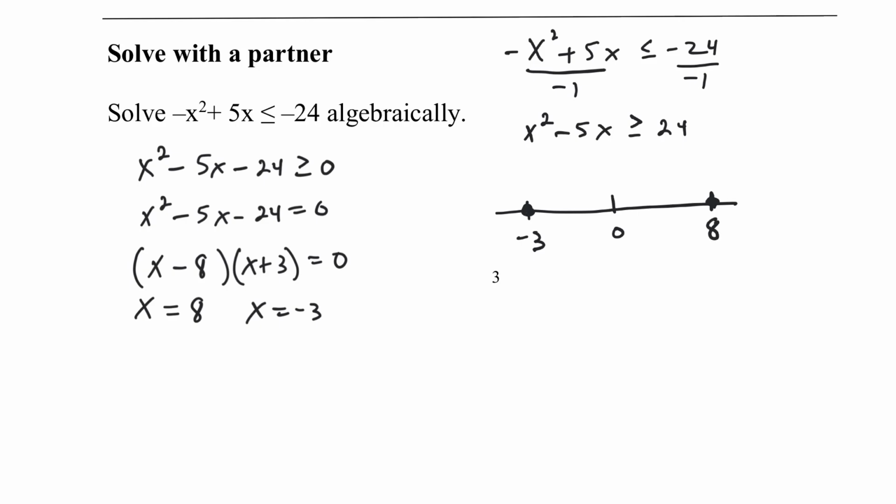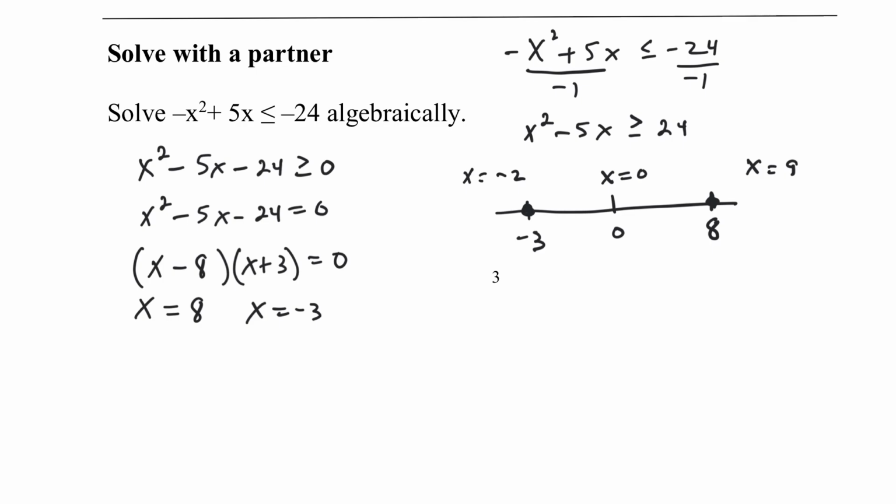So we have to try 0. What if the answer is between -3 and 8? What happens if the answer is after 8, so x equals 9? What happens if the answer is before -3, so we say -4? So we have to try numbers that are larger than 8, in between -3 and 8, and also less than -3. So let's try 0.